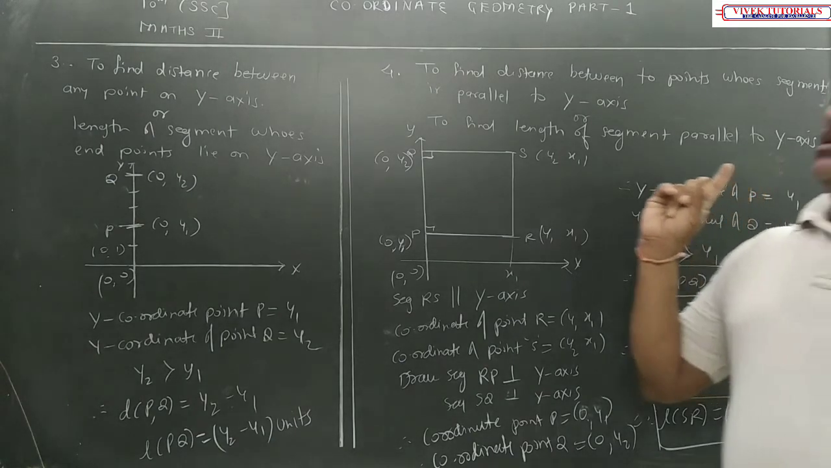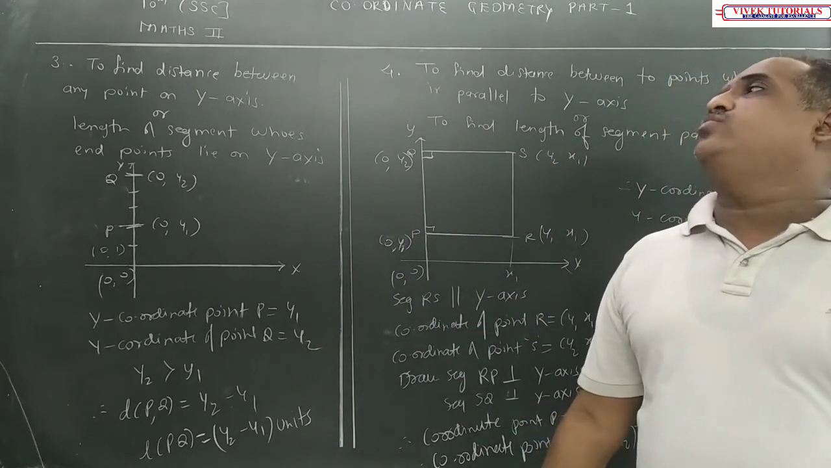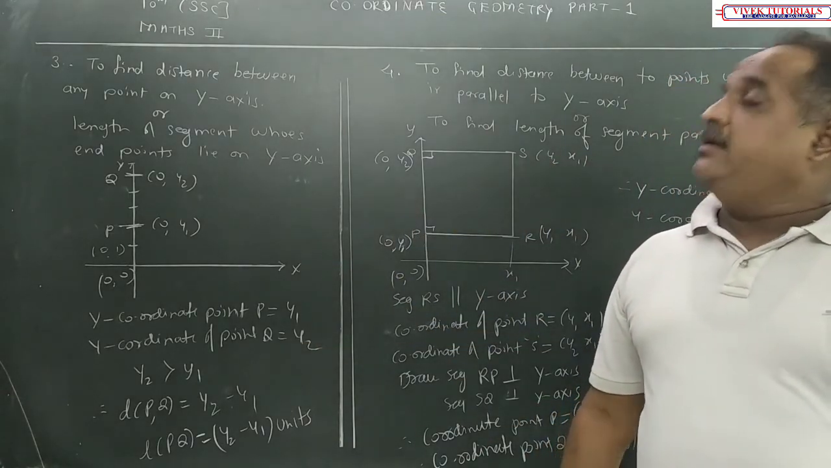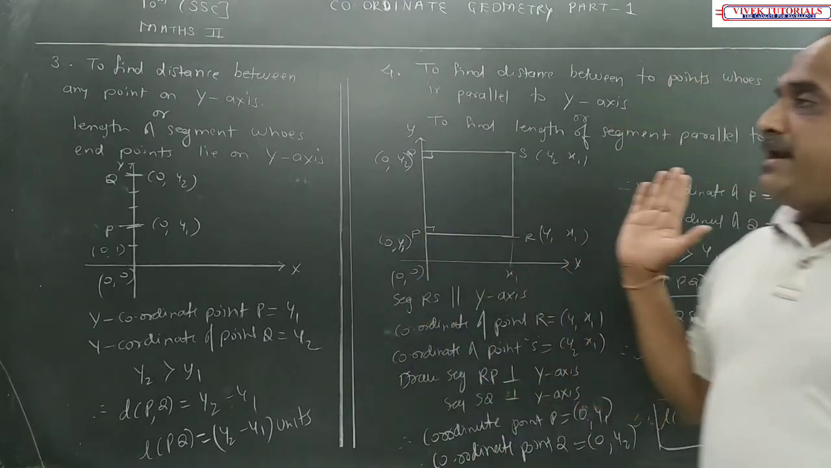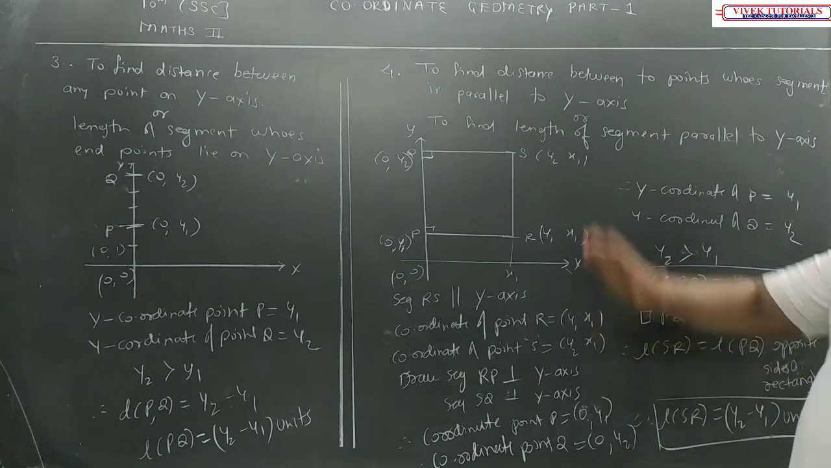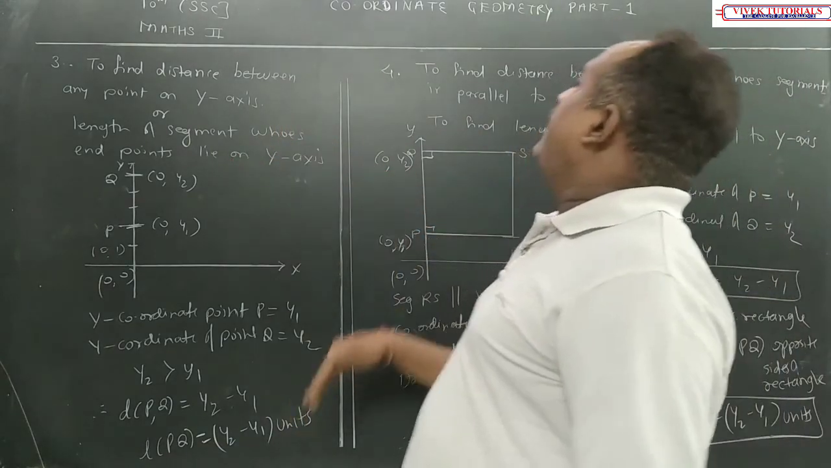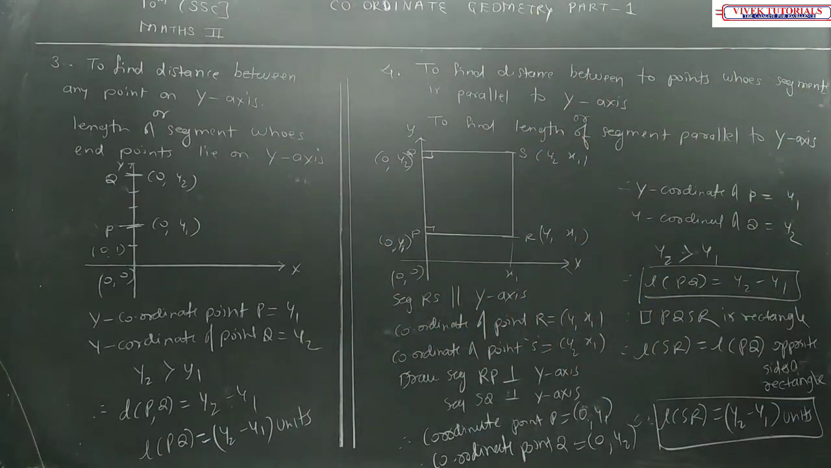Now see, the segment on the x-axis will be x2 minus x1. The segment which is parallel to the x-axis is again x2 minus x1. The segment on the y-axis is y2 minus y1, or a segment which is parallel to the y-axis will be y2 minus y1 only. This we have to keep in our mind. Please copy it down properly. Now we are going to study a very important formula. First, copy it down properly by pausing the video.